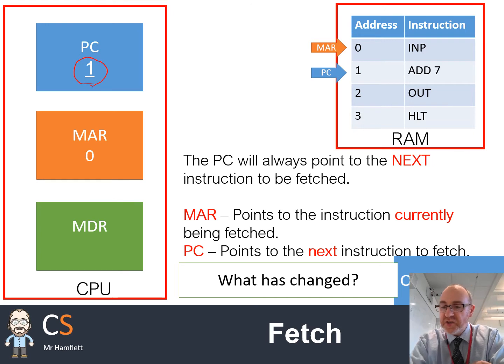Now, the program counter must always point to the next instruction, so we will add 1 to it. You can see that number has changed by 1. So our program counter is pointing at the next instruction, which is our add command, whilst our MAR is pointing at our 0 instruction, our first one, which is input. Now remember that our PC will always point to the next instruction we're going to fetch, whilst MAR points to the instruction we're about to fetch. The instruction itself has not been fetched yet.